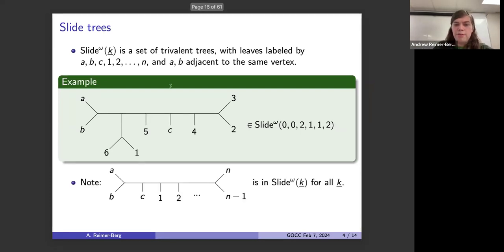So for example, this tree here where we have A, B, C, 1, 2, ..., N minus 1, and N on the other end, that's in every slide set for all K where that makes sense. So for every reverse Catalan composition K that is a composition of N. So that makes finding these bijections complicated, because some things are in multiple slide sets, and some aren't in any.